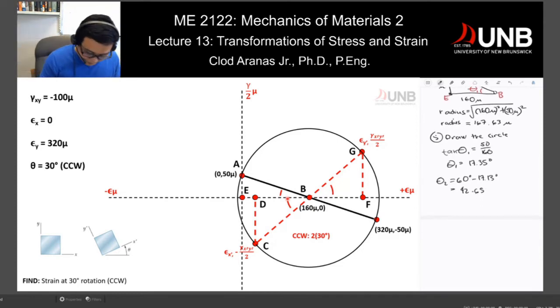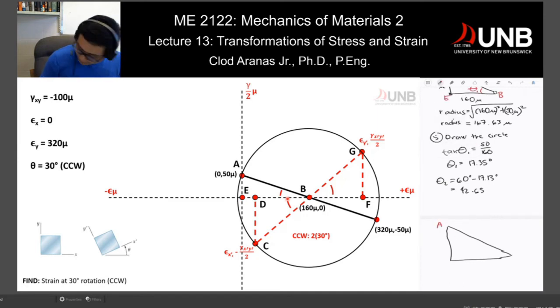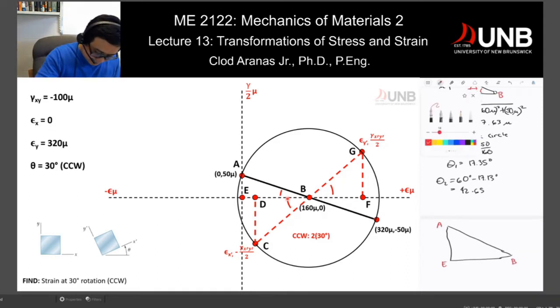So now I would have the following shapes. I have this triangle here, which I can call AEB, and they are labeled on the slide. So AEB, and I have this one here.